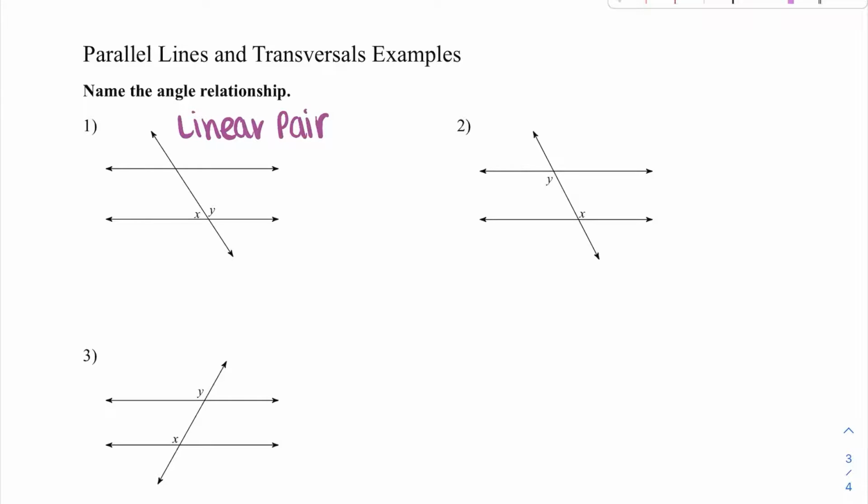On number 2, I noticed that x and y are on opposite sides of the transversal. They are not next to each other, but they are both inside the parallel lines. So these are what are called alternate interior angles. And finally, number 3, I noticed that x and y are on the same side of the transversal, but one is inside the parallel lines and the other is outside. So these are what are called corresponding angles.